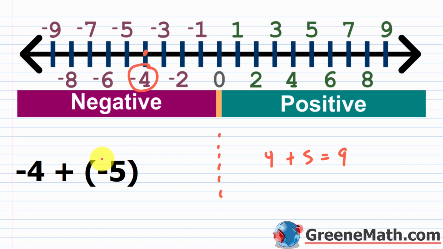If it's positive, I'm going to the right. If it's negative, I'm going to the left. And then the absolute value of the number is telling me how far to move. So here I'm just moving 5 units to the left. So I'm going 1, 2, 3, 4, and then finally 5 units to the left. I'm going to end up at negative 9 there.